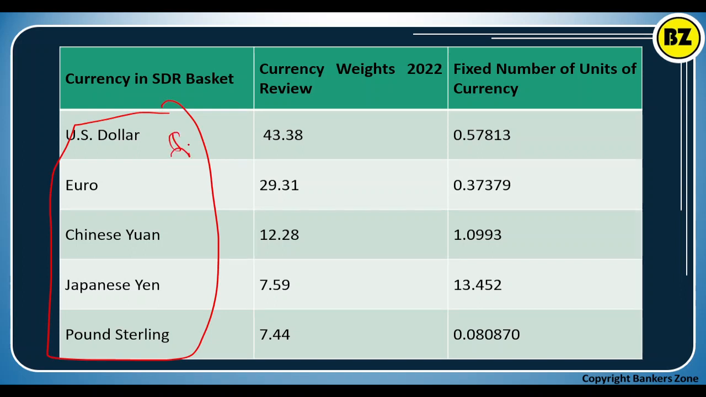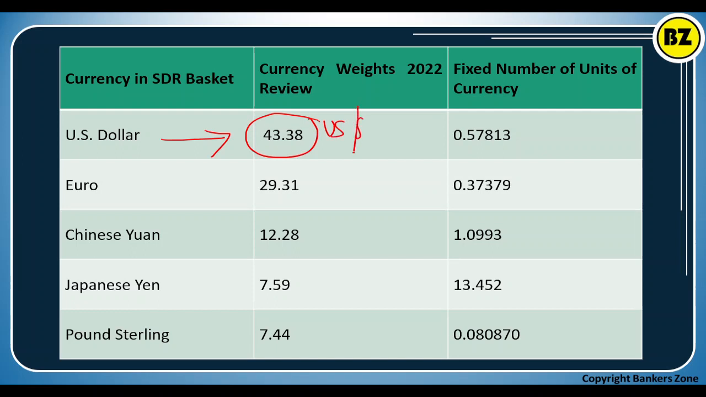Okay, that figure you don't need to remember, but you should understand which currency has the highest weight in the SDR. It is the US dollar. Which currency has the lowest weight in the SDR? It is the pound. Okay, so that is for the weight.